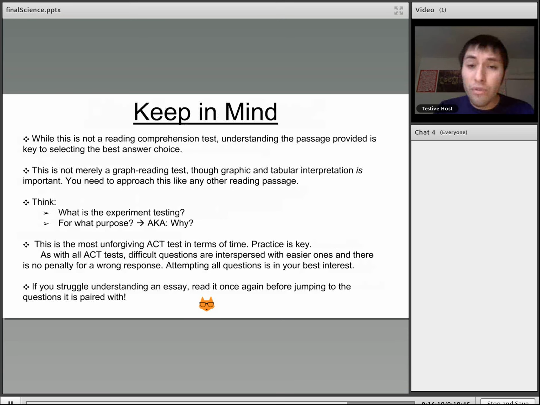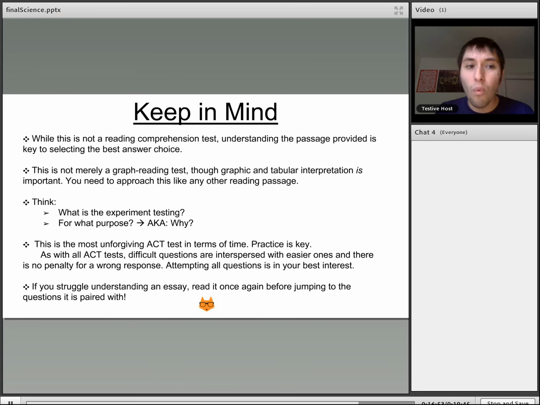You have to keep in mind, while this isn't a reading comprehension test, and you shouldn't necessarily think about it that way, 100% as a reading comprehension test, understanding the passage provided is key to selecting the best answer choice. So a lot of those skills are transferable. And this isn't merely a graph reading test. If you think from just looking at that example question that all of these questions have graphs, many of them don't. Many of them don't have tables. Even though graphic and tabular interpretation is important, you need to approach this like any other reading passage.